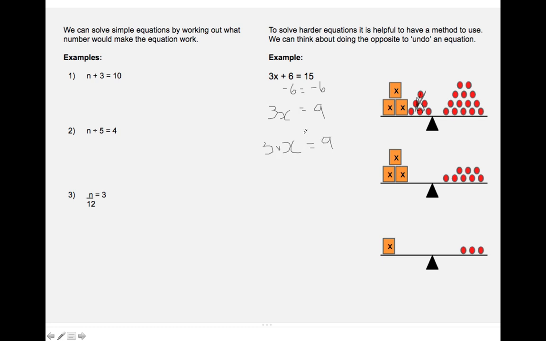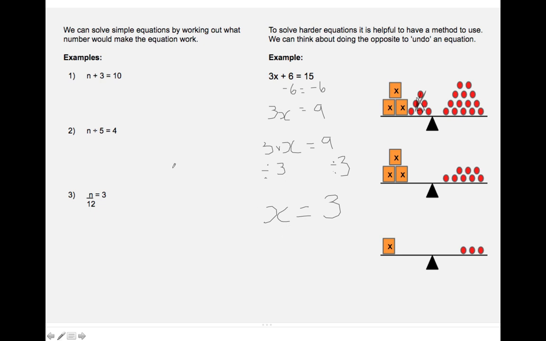If I want just the x, I need to do the opposite of timesing, which would be dividing. So I'm going to divide this side by 3. If I divide that side by 3, I must divide this side by 3. Otherwise, again, it would tip up. So 3x divided by 3 is just x. 9 divided by 3 is 3. x equals 3.